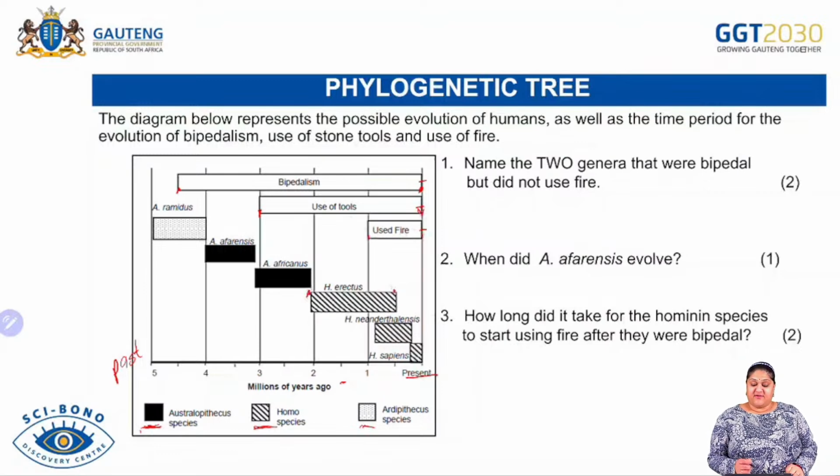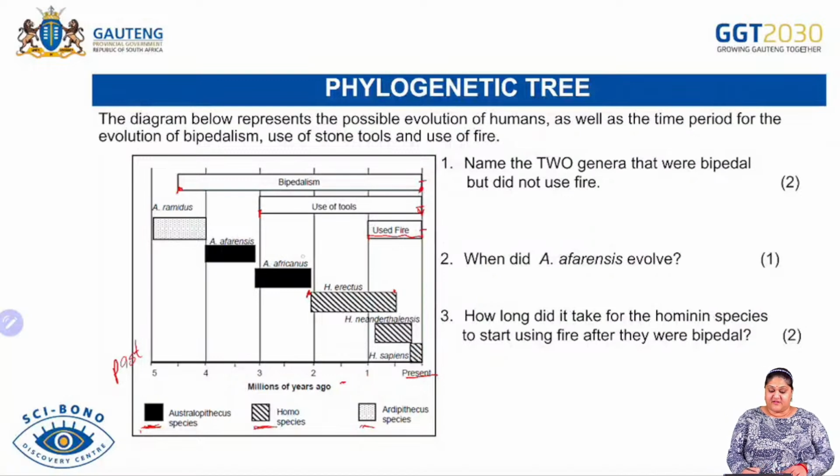Name the 2 genera that were bipedal but did not use fire. Now we need to ask for the 2 genera. Genera is not the whole species name, it's only the first word. So let's first go to which ones were bipedal. Like I showed you, bipedal is between here and here, but they're saying they did not use fire. So it cannot be these ones, it cannot be anything that fits under this one. So it has to be the others.